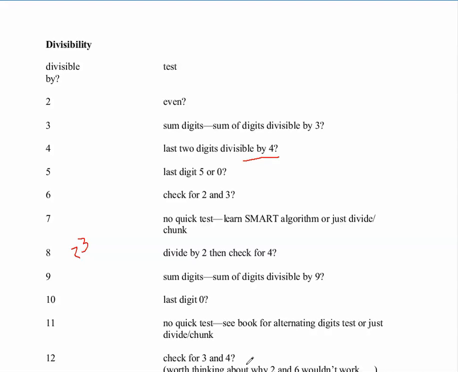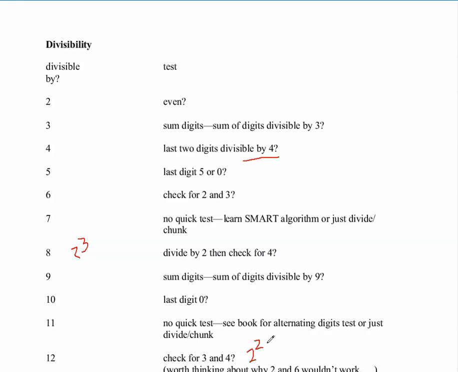It's worth thinking about why it wouldn't work to check for 2 and for 6. If you thought about the number 42, well, 42 is divisible by 2, and it's also divisible by 6, but it's certainly not divisible by 12. That's because 2 and 6 are, in a sense, double counting. The 6 is just 2 times 3, so if you're checking for 6, you're checking for 2 times 3. If you check for 2 again separately, it's a meaningless test. Whereas if you check for 3 and 4, you're, in a sense, checking for 3 and 2 squared.